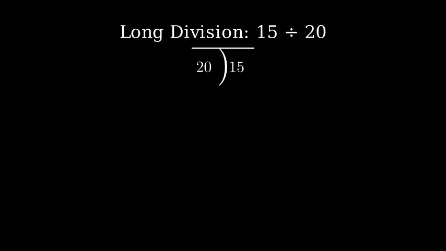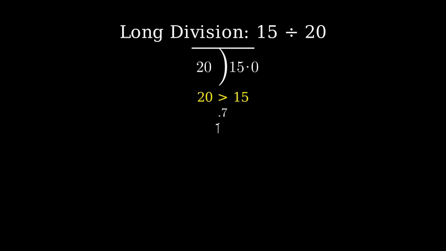Now we need to determine how many times 20 goes into 15. Since 20 is larger than 15, we know that 15 divided by 20 will be less than 1. When dividing a smaller number by a larger number, we'll get a decimal answer. Let's add a decimal point and a 0 after 15 to continue our division. Now we have 15.0 divided by 20.